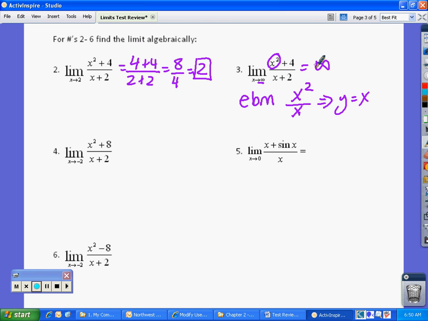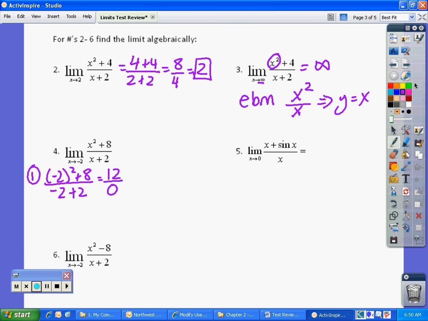All right, number 4. First step we're going to try is that plug-in method. So first step, we're going to plug in our negative 2. We've got negative 2 squared plus 8 over negative 2 plus 2. Negative 2 squared is 4, and 4 plus 8 is 12 over 0. This should be a red flag to you right away. We cannot evaluate anything that is divided by 0 until we have attempted to simplify further.